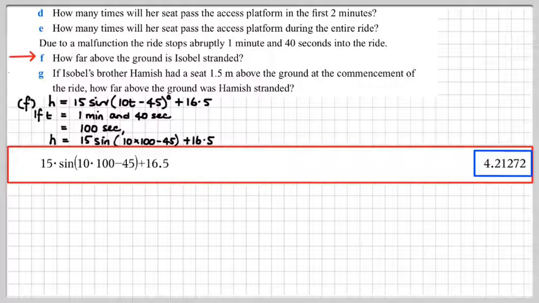Anyway, she'll get rescued soon. And now G. This is a little bit more knotty, because he's in a different car. So you can't use the same equation for Hamish. He's in a different car.